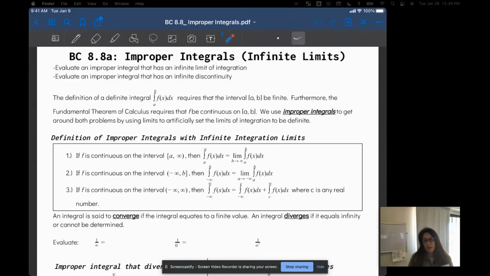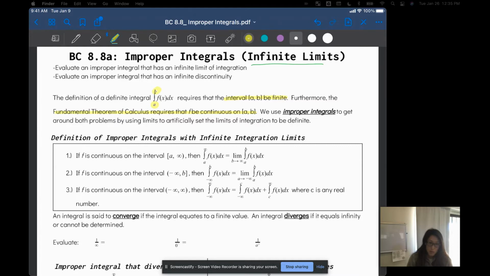We're going to evaluate improper integrals today, which means integrals with bounds that go to infinity or negative infinity. A couple things about the fundamental theorem of calculus: it requires that the function be continuous on the interval from a to b, and that the bounds are finite. So we can't have an a or b value that goes to infinity or negative infinity. The way we get around this is using an improper integral.